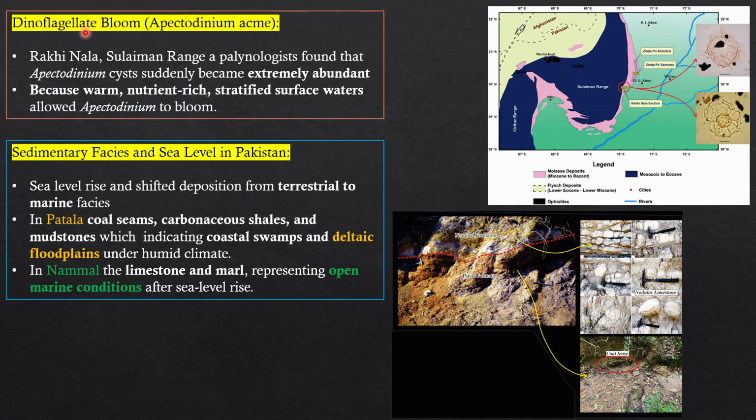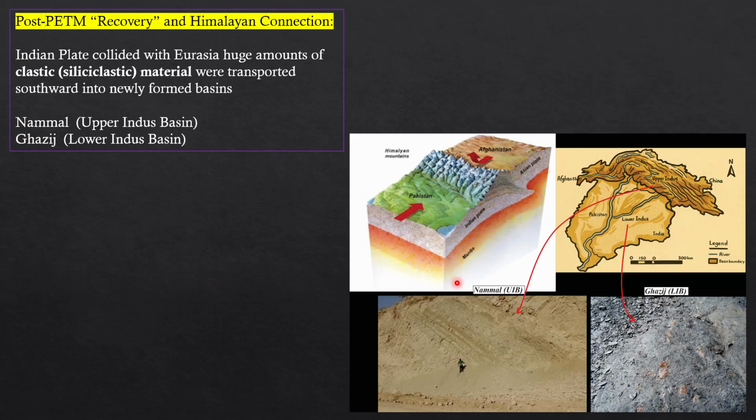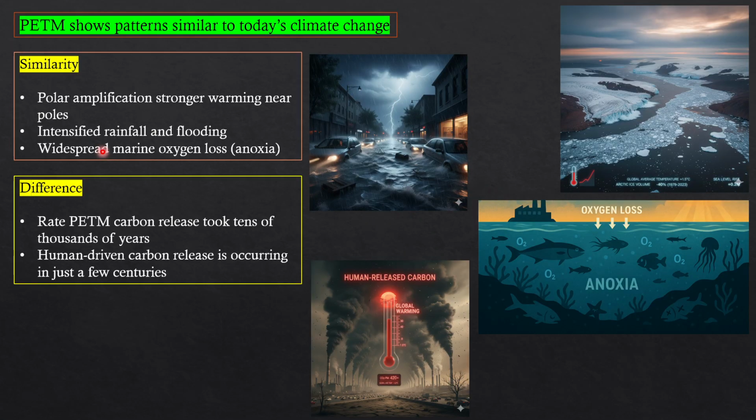And you can see a dinoflagellate bloom in this area in the Rakinala section, and the sedimentary facies show sea level rises after the PETM. Patala coal you can see, and the limestone is present. So you can see these are the events of the PETM in Pakistan, and after that, the Namal in the upper Indus Basin and the Ghazij in the lower Indus Basin, the deposition started.